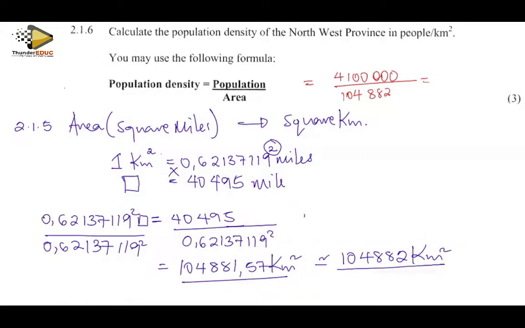4,100,000 divided by 104,800. So this became 39.09 people per kilometer squared. But remember, people can't be in halves. So otherwise, we make it 40 people per kilometer squared.